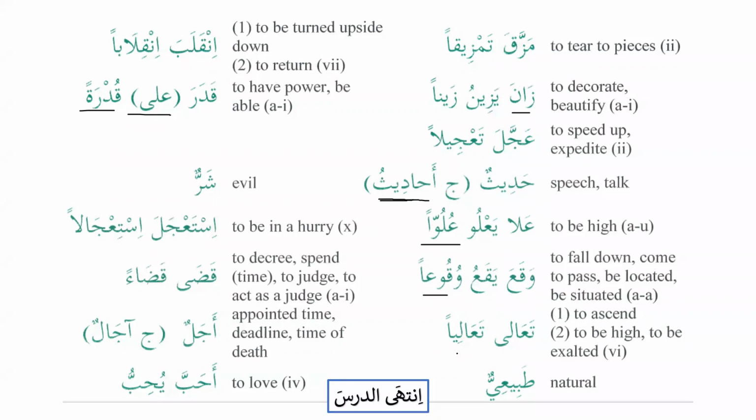Then we have ajalun, and the plural is ajalun, appointed time, deadline, or time of death. Ta'ala yata'ala ta'aliyan, to ascend or to be high, and we know that this verb should be used only for Allah subhanahu wa ta'ala. And it is used for Allah subhanahu wa ta'ala in the Quran as well. Then we have ahabba yuhibbu ihbaban, to love, and tabi'iyun, natural.